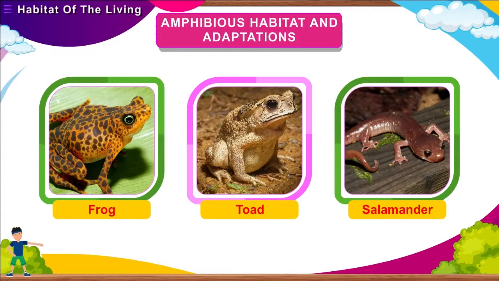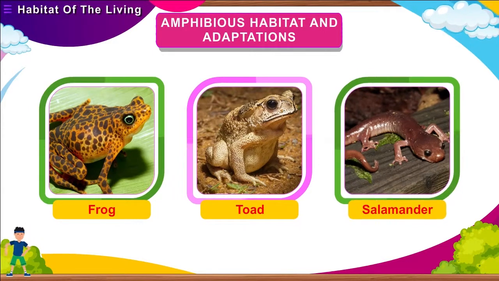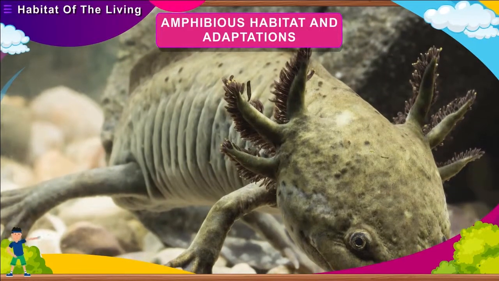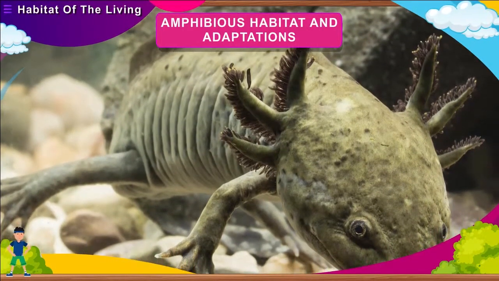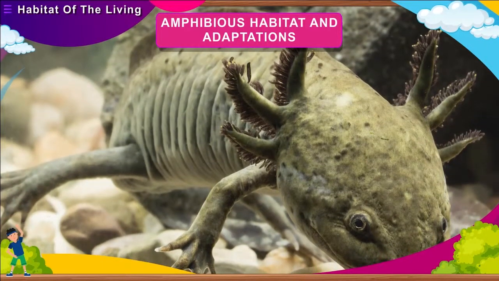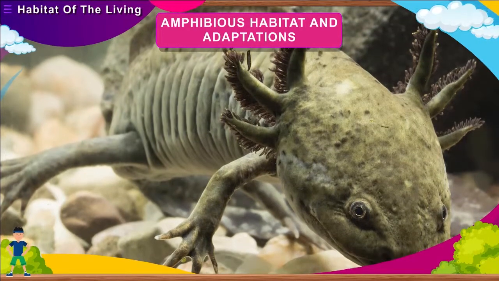Amphibious habitat and adaptations. The animals which can live both on land as well as water are called amphibious animals. Common amphibious animals are frogs, toads, and salamanders. They have these adaptations. Their eyes are covered with nictitating membranes for safety. Skin of these animals is moist and slimy, which helps in respiration.